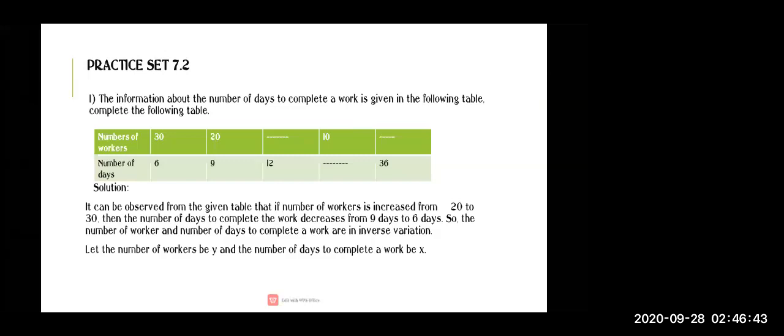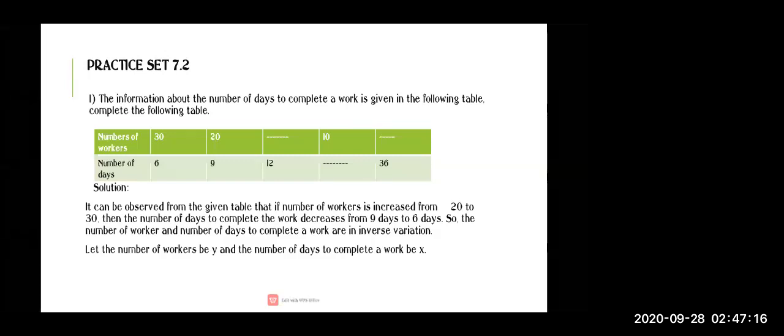Here the information about the number of days to complete a work is given in the following table. The number of days to complete a work is given in the table. Now you have to complete the following table. In the first column, the number of workers is given, and next the number of days. The number of workers is 30.